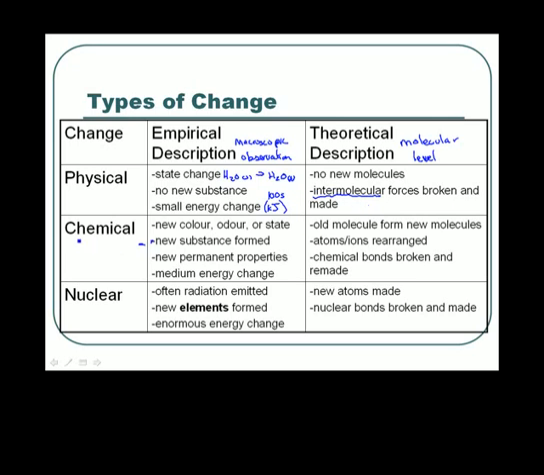When we move up a level, when we get to a chemical change, and these are mostly what we're going to be talking about, these for us are the important ones.